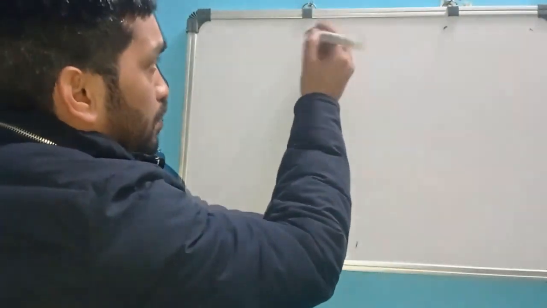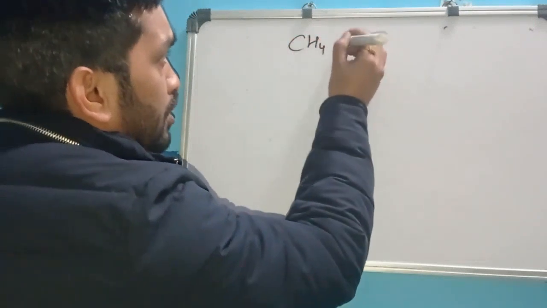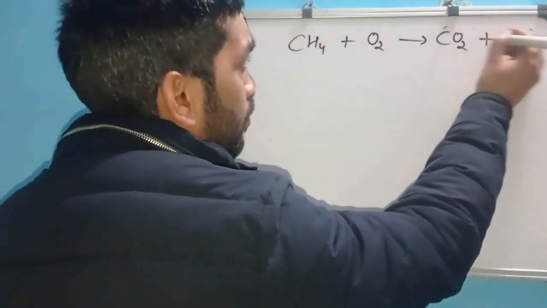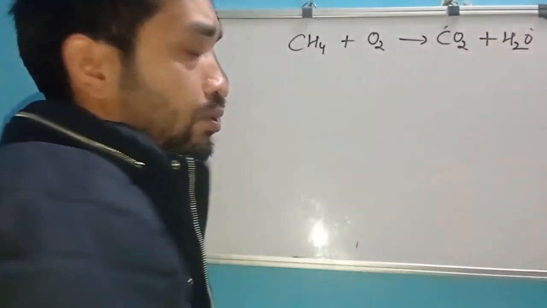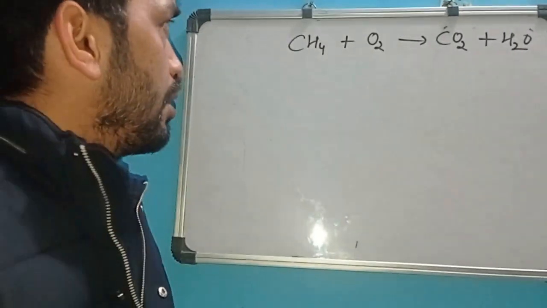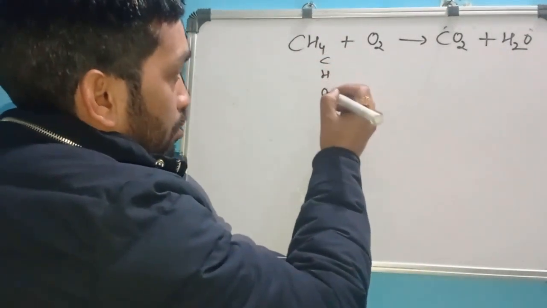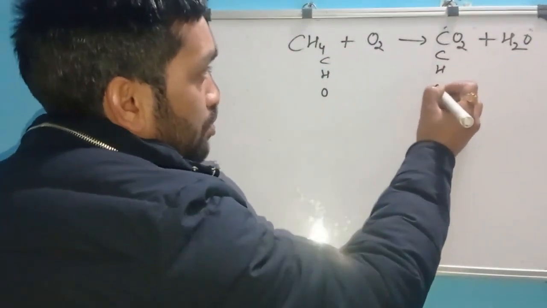Let us go for one more reaction to clarify this topic more. Suppose CH4 reacts with oxygen and gives you CO2 plus H2. So let's see carbon, hydrogen, oxygen, and here also carbon, hydrogen, oxygen.